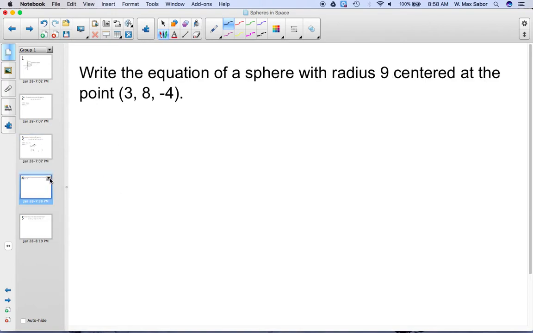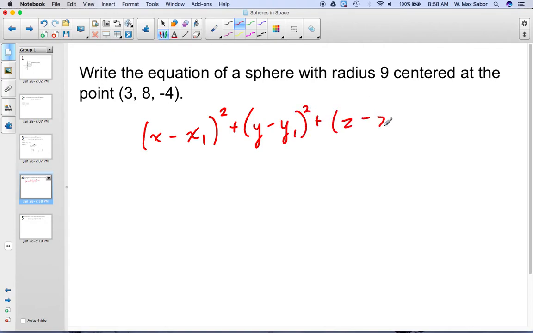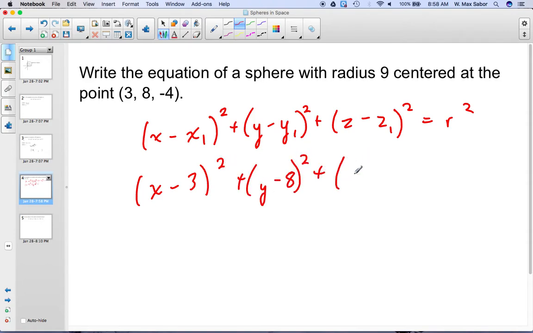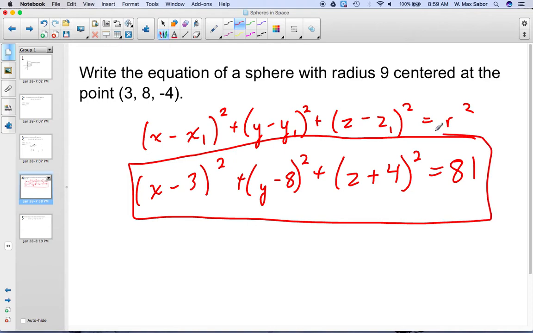So, write the equation of a sphere with radius 9 centered at this point. So the formula is x minus x1 squared plus y minus y1 squared plus z minus z1 squared equals r squared. Well, x1 is 3, y1 is 8, z1 is negative 4, so minus negative 4 becomes plus 4, and 9 is r, so that becomes 81. That is the equation of the sphere.